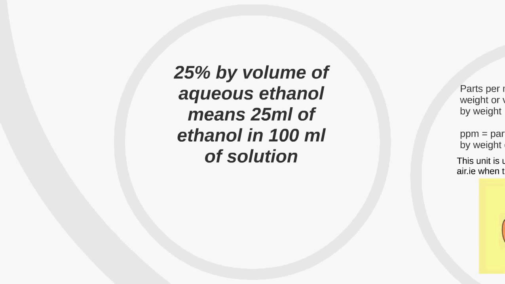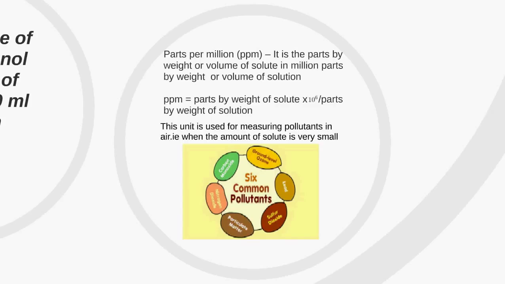The next unit is parts per million. Representation is ppm. This unit is used when the amount of solute is very small. It is the parts by weight or volume of solute in a million parts by weight or volume of solution. This unit is used for measuring the pollutants in air because the amount of pollutants present in air is very small.